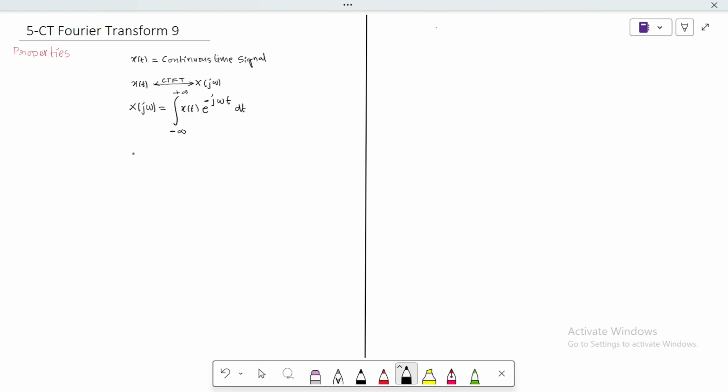So the inverse Fourier transform: x of t equal to 1 by 2 pi times the integral from minus infinity to plus infinity of x of j omega into e power j omega t into d omega. Here we are doing the integration with respect to t, and here we are doing the integration with respect to omega.